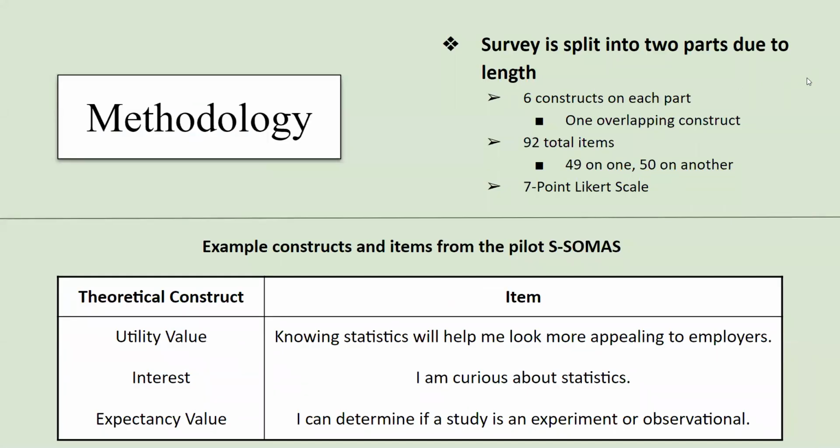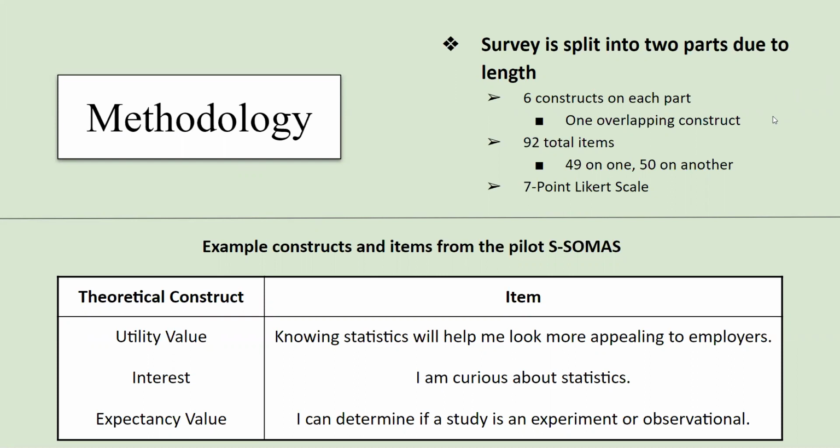So for our methodology, we split the survey up into two parts due to its length, where there were 6 constructs on each part. There was one overlapping construct, though, as we were particularly interested in having information obtained on it. We have 92 total items with 49 on one and 50 on the other, remembering that there's one overlapping construct, so there's some items that are overlapping between the two.